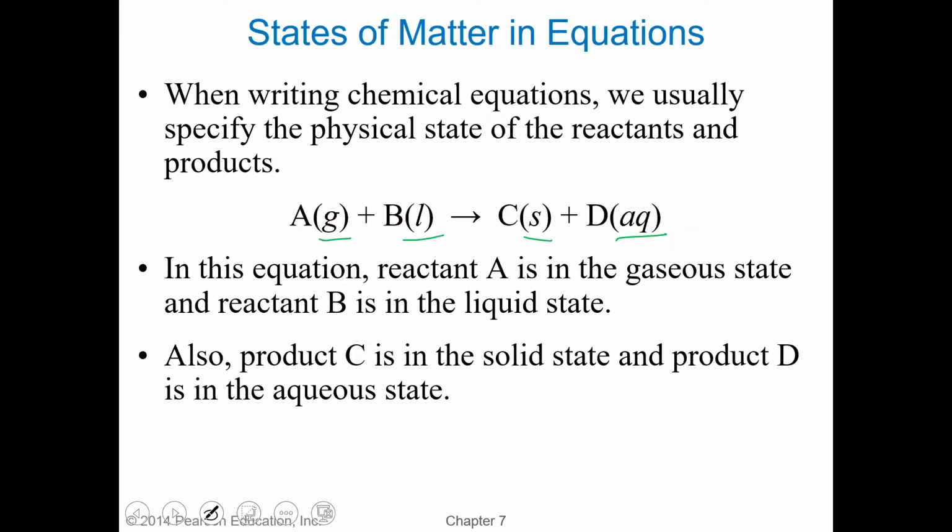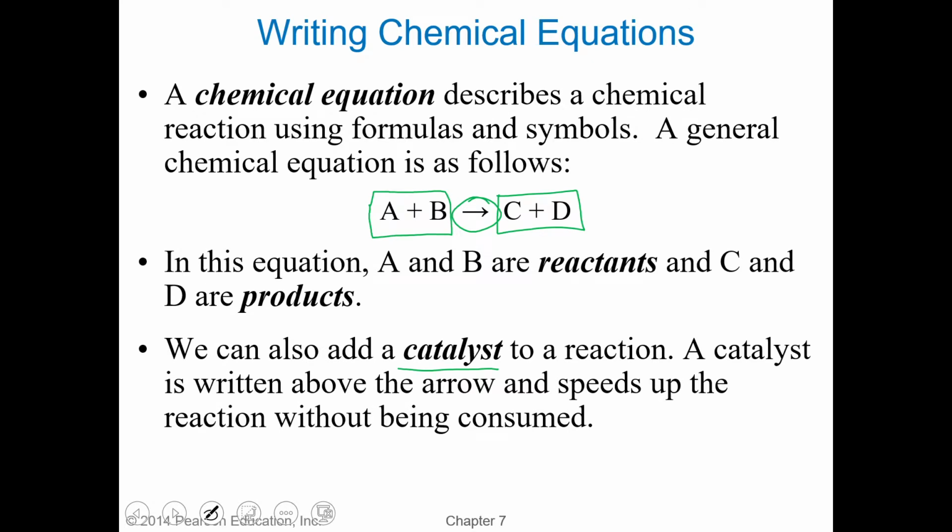And actually, I want to go back really quickly. I want to make one thing very clear. When you are looking at these chemical reactions, I want you to think of this plus sign as add together, just like in math. And I want you to think of this plus sign as and. So A added to B yields or gives us C and D. Okay, it's going to be very important.